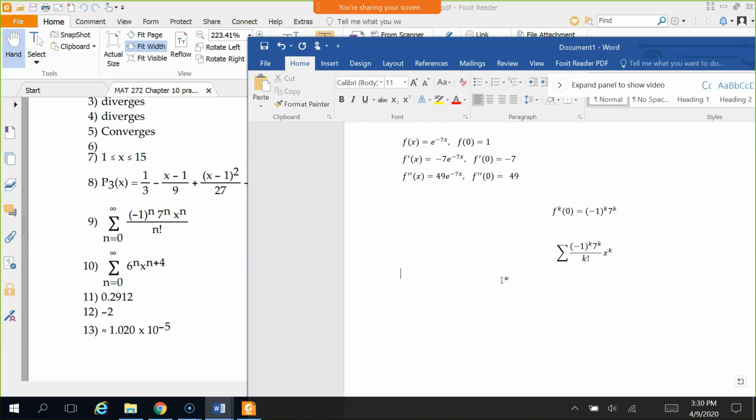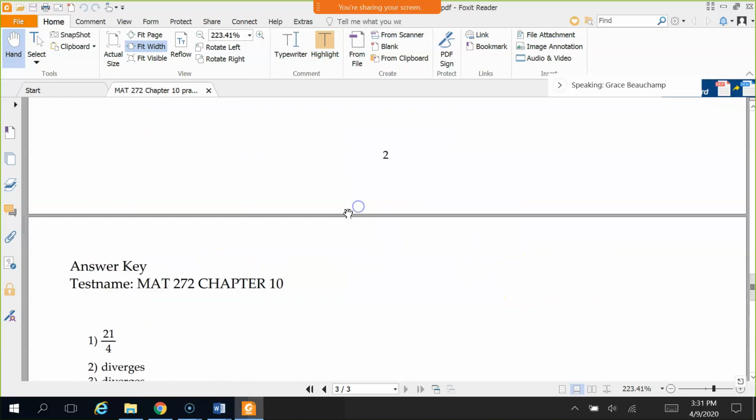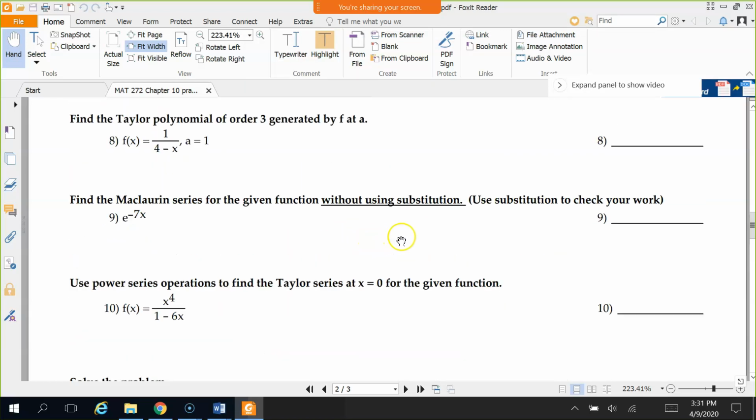What did it mean when it said without using substitution? That's a good question. I really don't know. I was thinking about that as I was talking. I was like, I don't want to do that, but I didn't know what it was, so I didn't know how to not do it. So.